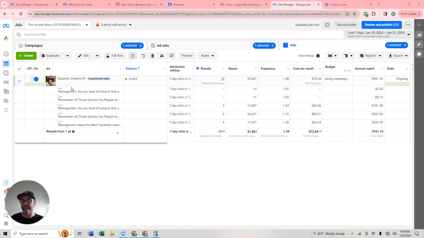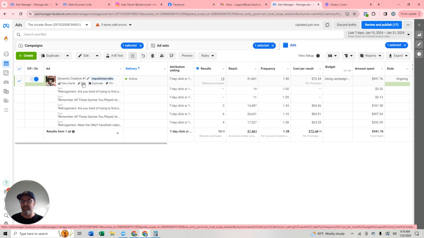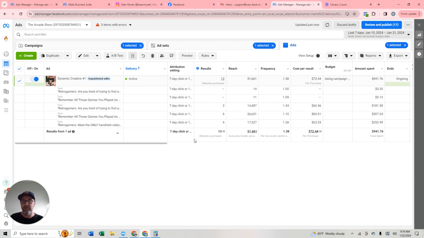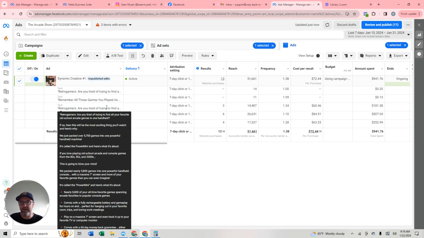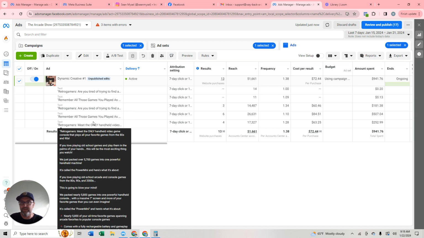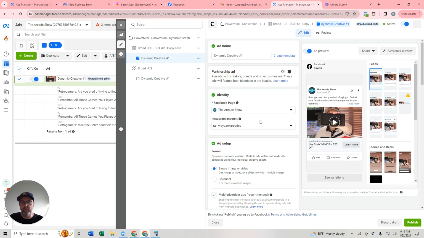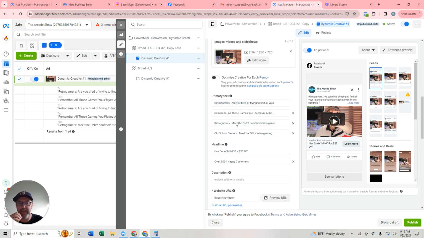So what I'm going to do is go in here and edit. And what you can see actually is we've got one that's an outlier that's getting most of the spend, but will probably go away. And then you've got these two right here that are within like $3 of each other. Retro gamers, are you tired of trying to find? And retro gamers, meet the only handheld, etc. This is what I do to get the type of copy that gets conversions.